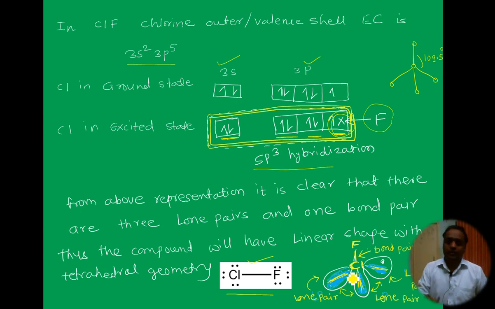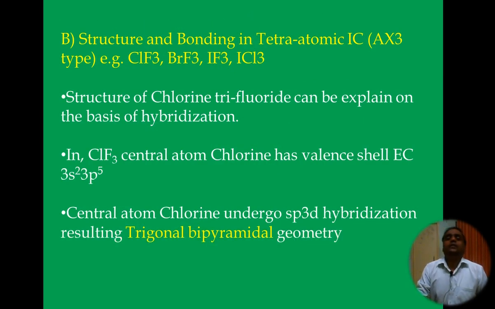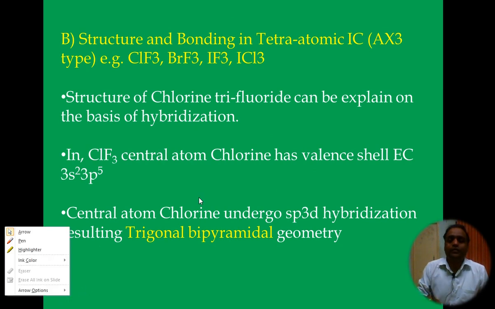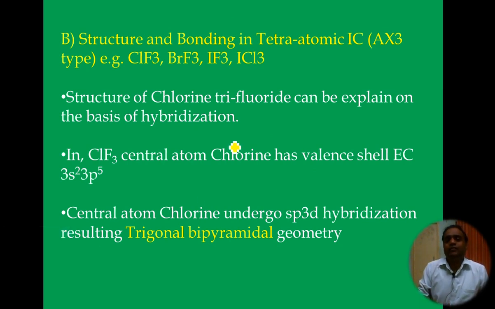Now in another example, we are going to see the structure and bonding in a tetra-atomic interhalogen compound. The example we will see is chlorine trifluoride. Similar structure can be explained with the help of valence bond theory and VSEPR theory, valence shell electron pair repulsion theory.